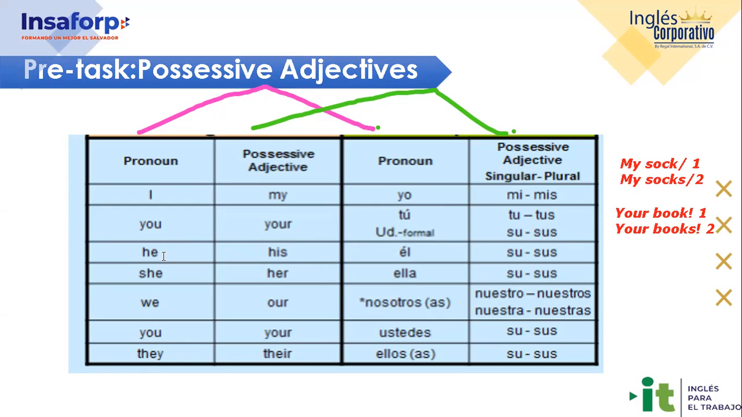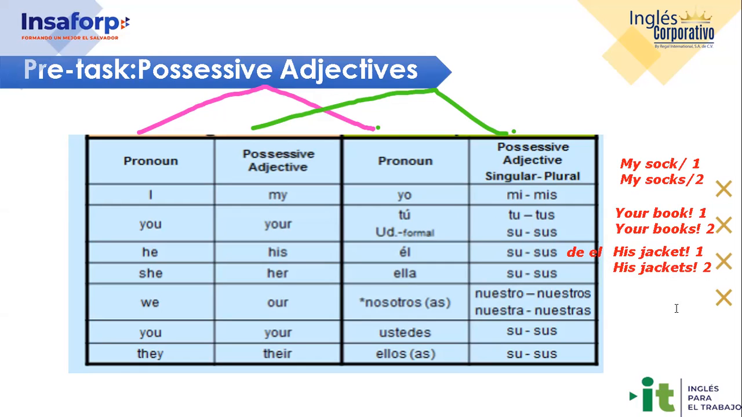We have he, and the possessive adjective for he is his. Entonces el adjetivo posesivo para pronombre he es his. El significado su, solamente que este su sería de él, es decir, del masculino, de él. This is, vamos a poner his jacket. His jacket. Su. Okay. His jacket. Su chaqueta. Una. Or his jackets. Miren. Ahí nada más es cuestión de que vayan a darle la S al sustantivo para formar el plural.